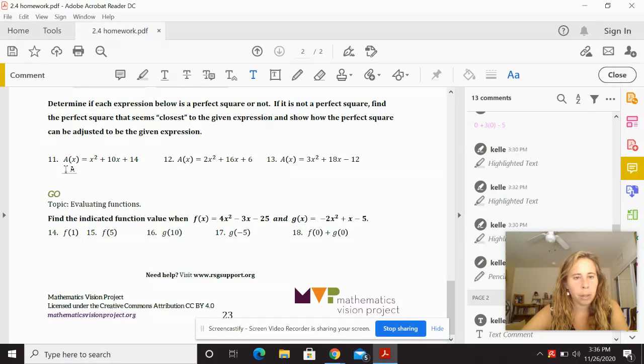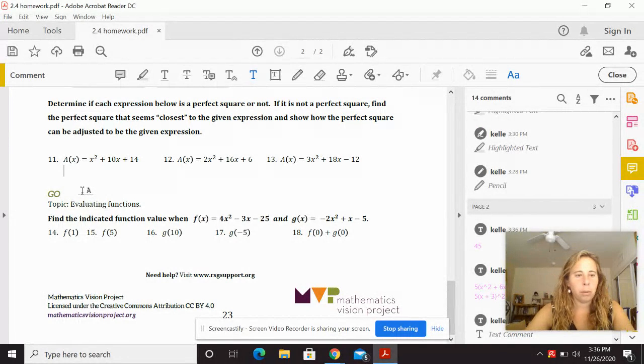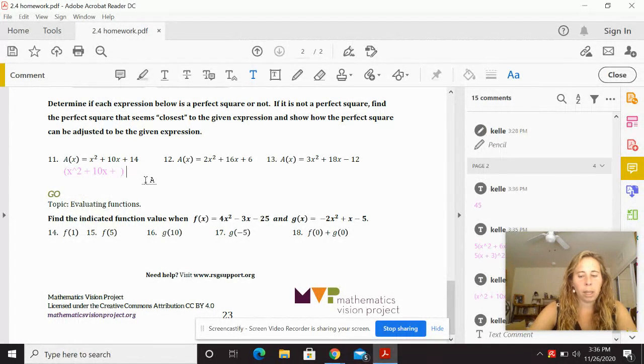Okay, so we have a of x equals x squared plus 10x plus 14. X squared plus 10x. We're going to leave the 14 off for a second, so I'll put this in parentheses, and then I'll write it over here, plus 14. Let's ignore the 14 and complete the square using x squared plus 10x.